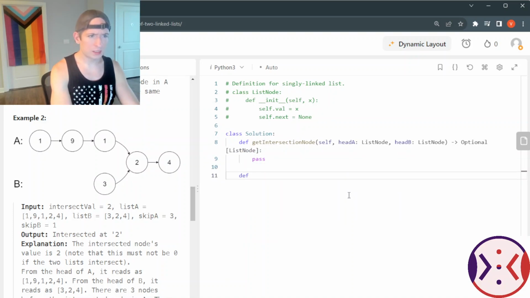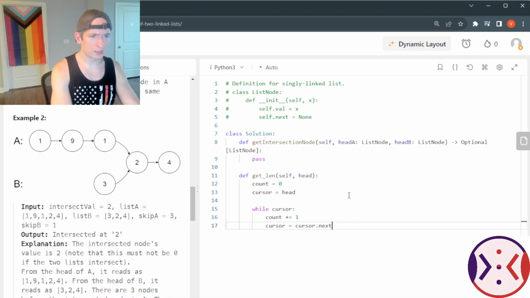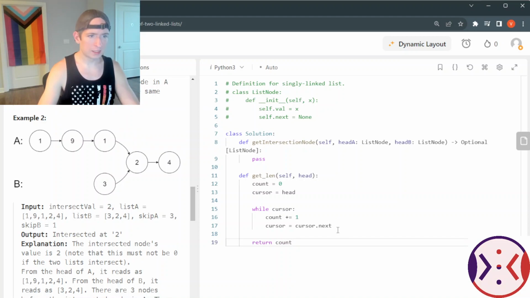So first things first, let's write a getLen method, and we'll start with a count equals 0 and a cursor node set to the head. While cursor, count plus equals 1, cursor equals cursor dot next. So that advances for as long as there are nodes and increments our counter. So when we're done, when cursor dot next is none and falls off, we will have counted each node and we can make use of that.